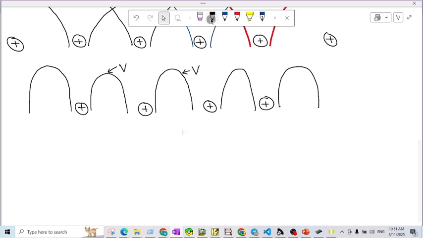Now starts the Kronig Penny model. Now what Kronig Penny model, let's see what Kronig Penny model tells us.